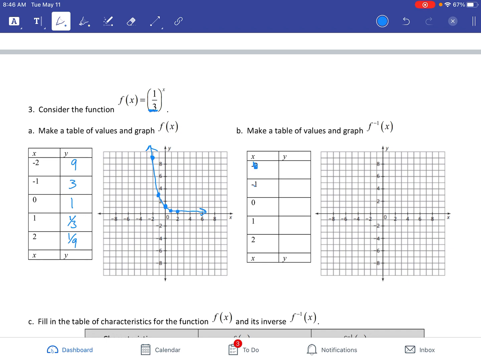Okay, if we do the inverse, I'm going to get rid of these values here because we're going to replace these. We're going to flip the x and y terms just like we did for the previous one on the next graph. So you're going to get 9, negative 2. You're going to get 3, negative 1, 1, comma 0, 1/3, comma 1, and 1/9, comma 2. So 9 and negative 2. Right there. We have 3 and negative 1. We have 1 and 0. We have 1/3 and 1. 1/9 and 2. So your function looks like this.